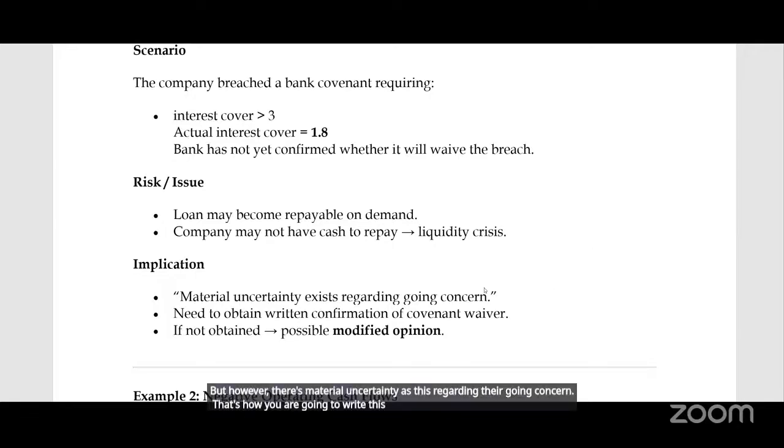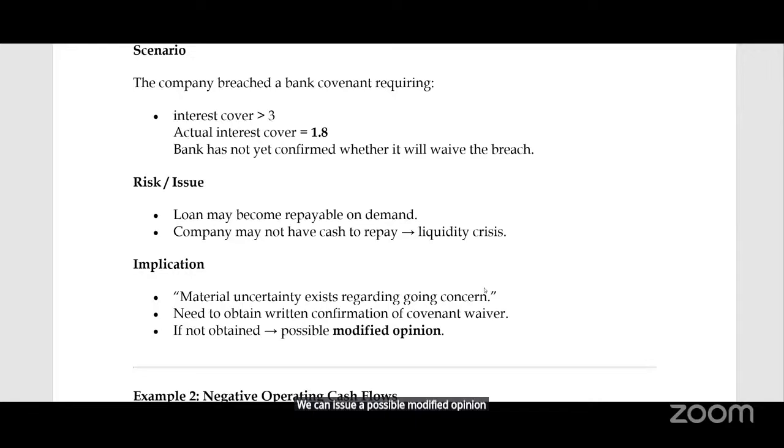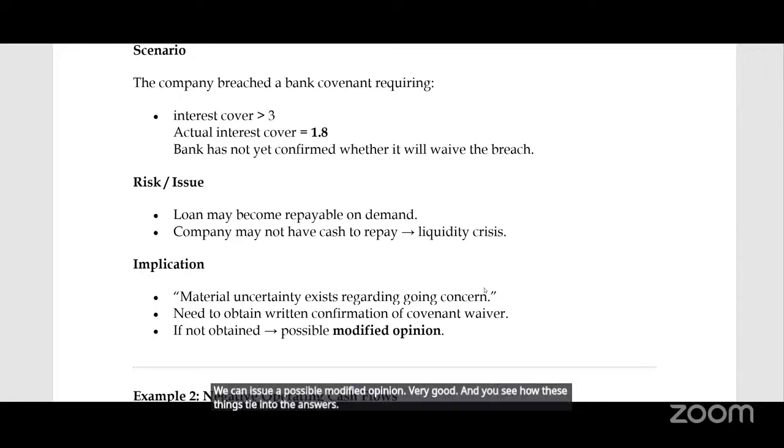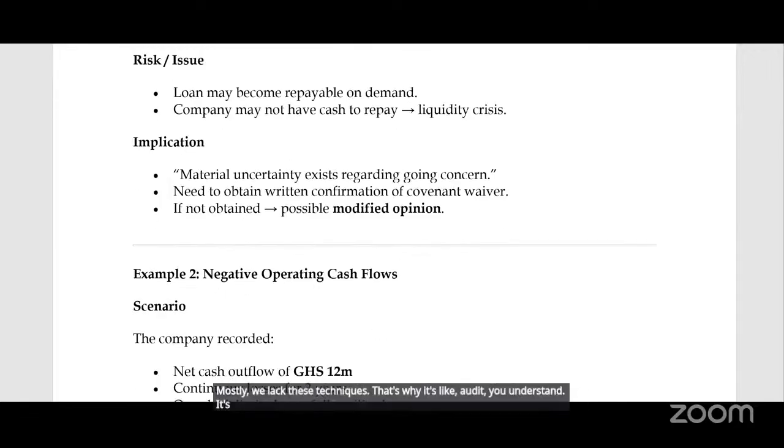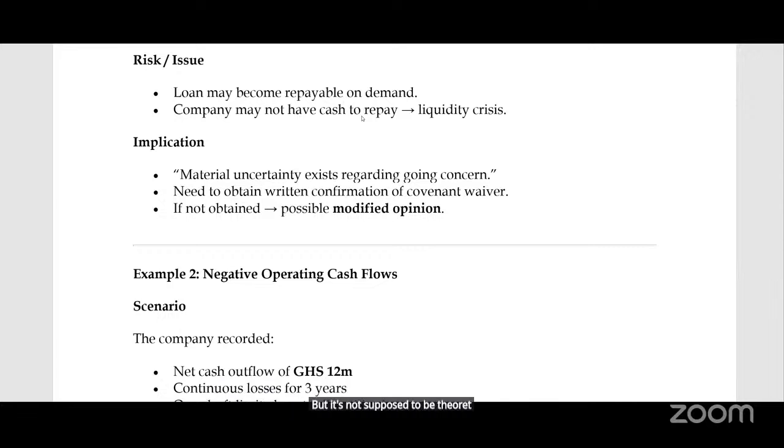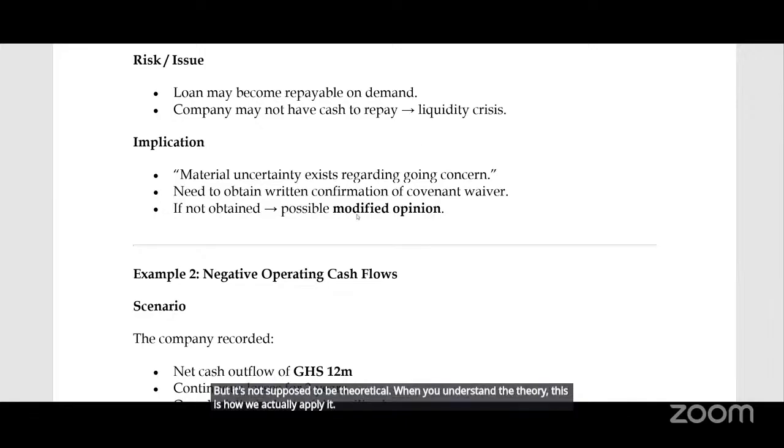And there's a need to obtain written confirmation of the covenant waiver. And if not obtained, we can issue a possible modified opinion. Very good. And you see how these things tie into the answers. Mostly we lack these techniques. That's why it's like audit, you understand. It's like everything in audit has become theoretical, but it's not supposed to be theoretical. When you understand the theory, this is how we actually apply it. I hope you learned something.